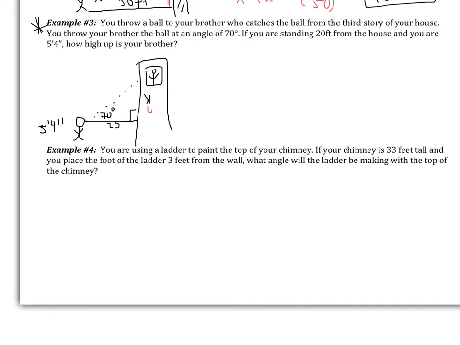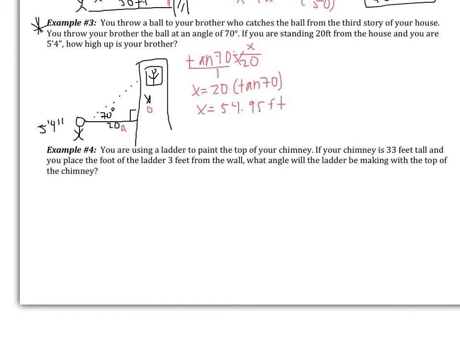Now, x is my opposite side, 20 is my adjacent side. Opposite and adjacent means I'm going to use tangent. So I have the tangent of 70 degrees equals opposite, which is x, over adjacent, which is 20. This goes over 1, and I do cross products. I get x equals 20 multiplied by the tangent of 70. In this case, I find x to be 54.95 feet.